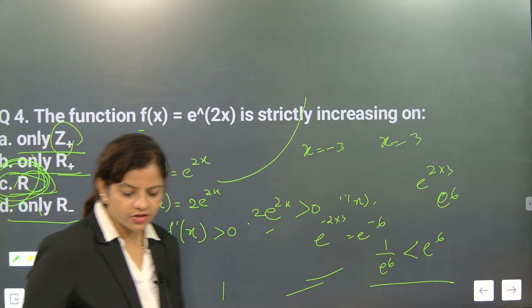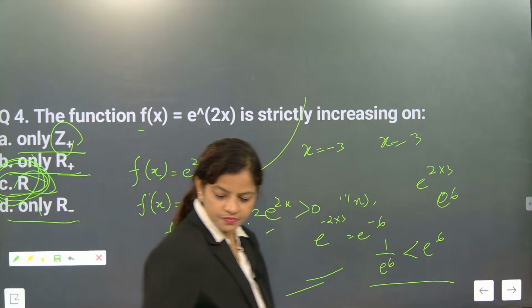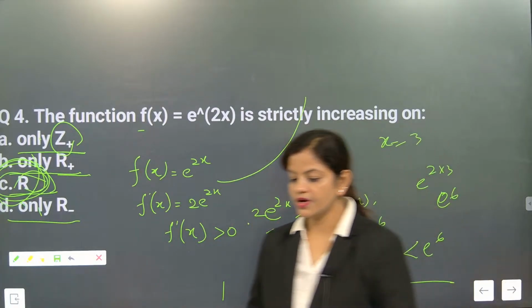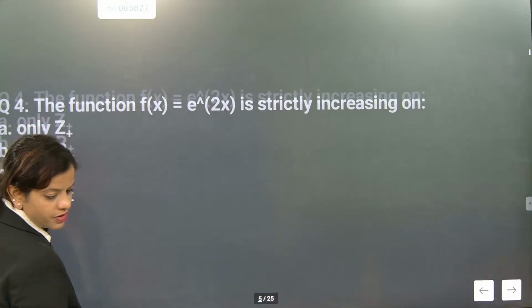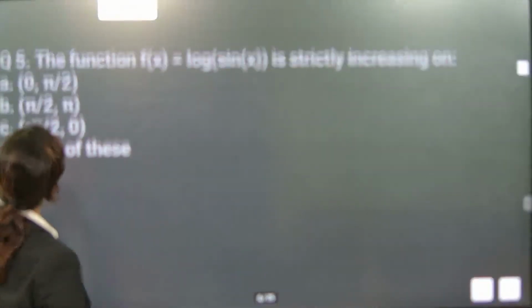I hope you might have understood this one. Now you understood it is exactly coming in the increasing part. I hope you might have understood this part. We are going to go to the next question. Come on, go for it.